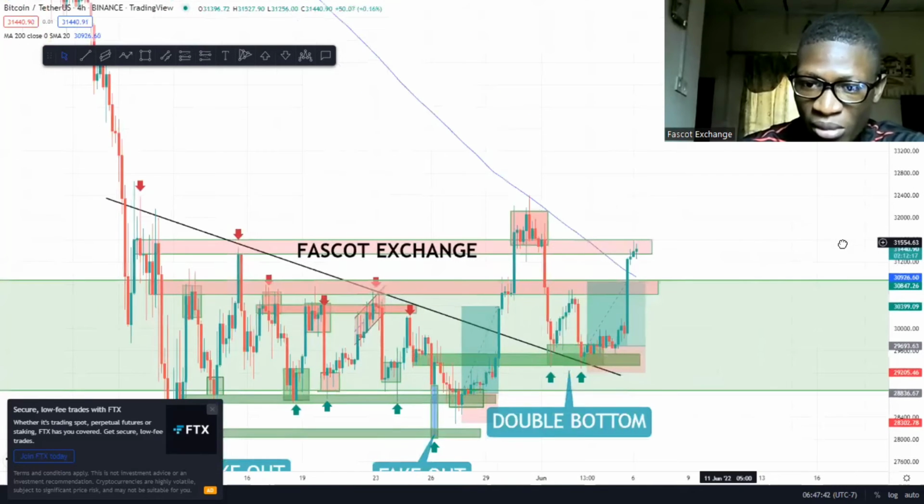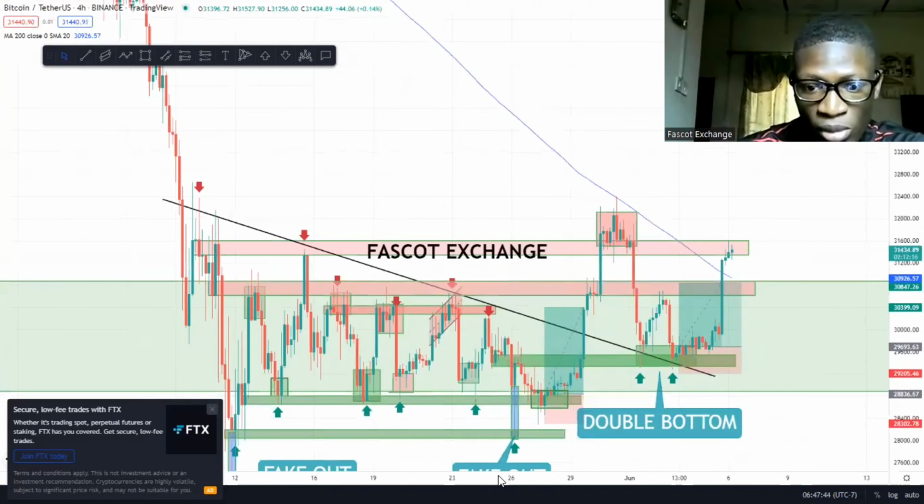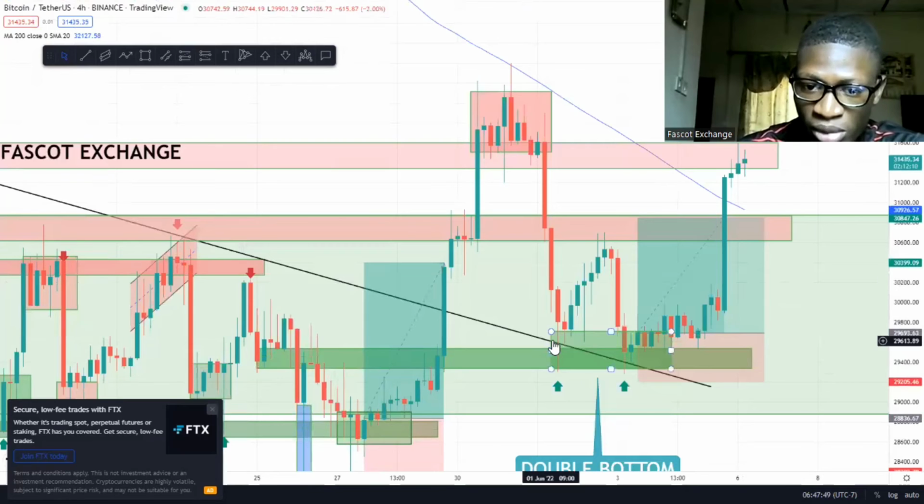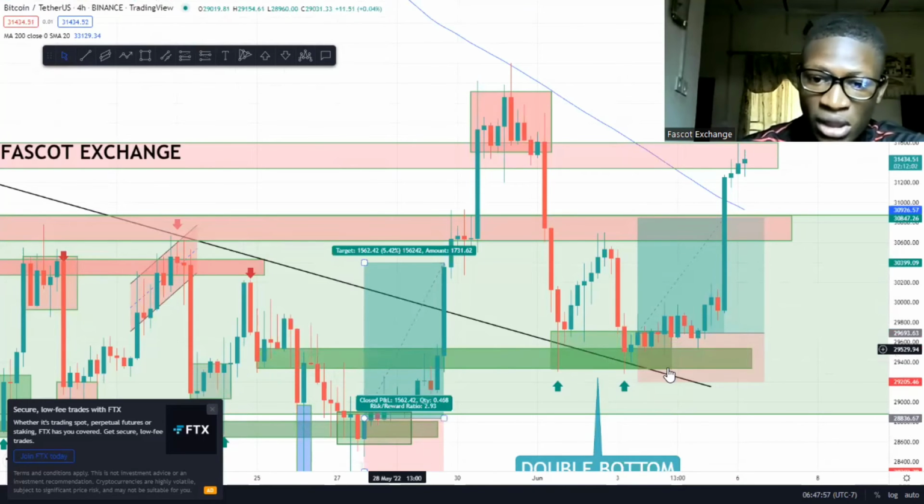So that is pretty much it, and that is how to enter a double bottom entry. Like I said, double bottom entry: price came for a liquidity grab, pumps a little bit, and then comes back and closes with a bull candle, which is indicating that this zone is very strong.